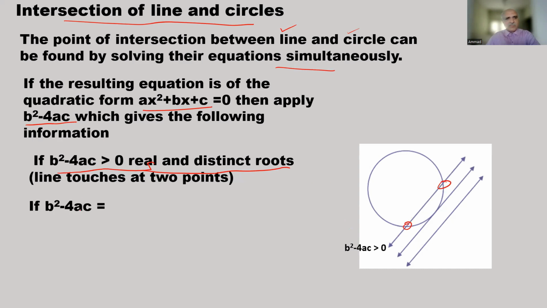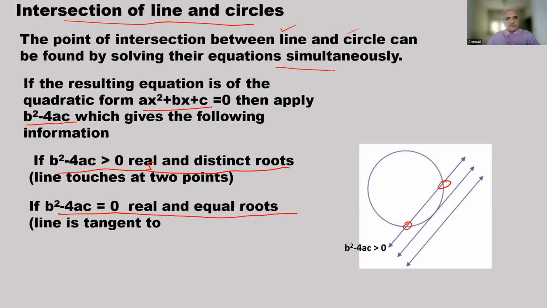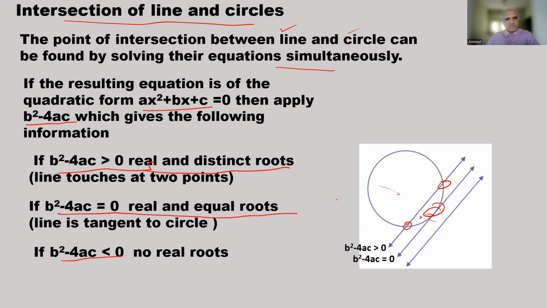The second condition is if b square minus 4ac is 0, real and equal roots, the line is tangent to the circle, meaning this will be the case. The line is touching at 1 point. Now the third condition is if b square minus 4ac is less than 0, no real roots. It means the line does not touch the circle, and this will be the case. The line is not touching. It means there are three possibilities: the line is touching at 2 points, the line is touching at 1 point, and the line does not touch the circle.